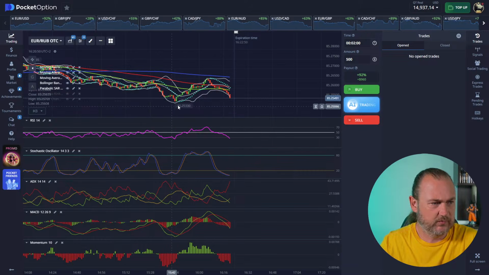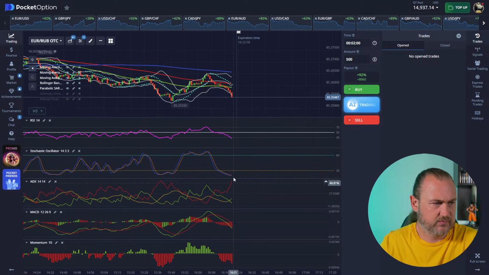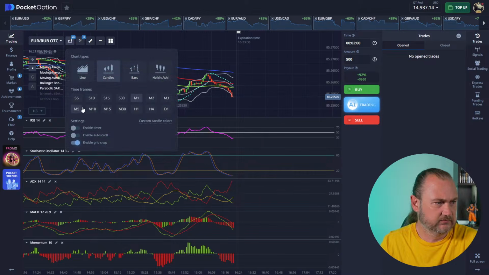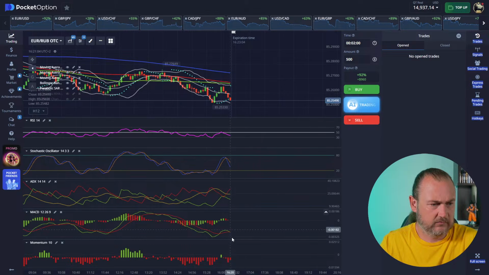Pulling quite a bit, but you do have a support area coming up. Huge spike on that 80 on the DI minus here. Huge spike. But we do have a crossover.